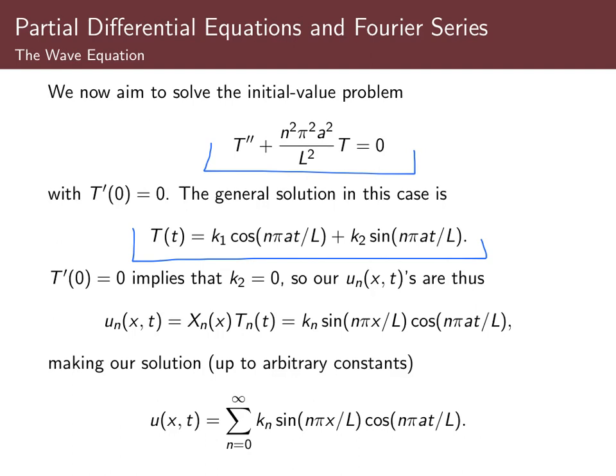Notice, since the a appears in the equation for T, the a will appear in the solution for T. T prime of 0 being 0 implies that the second coefficient, k_2, will be 0, and thus our u_n's, up to an arbitrary constant, are going to be equal to the product of sines and cosines here, with the only difference being this a in the argument for cosine. So our solution, up to arbitrary constants, is this infinite series of the product of sines and cosines.